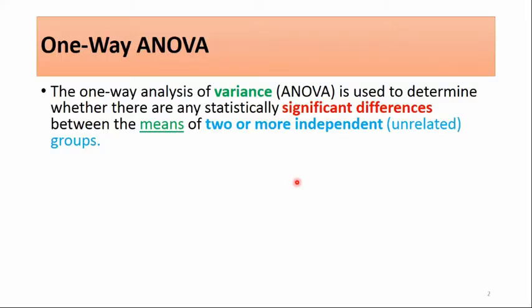Let's start. One-way ANOVA. The one-way analysis of variance, means ANOVA, is used to determine whether there are any statistically significant differences between means of two or more independent groups. Friends, ANOVA tells us about the difference of means.